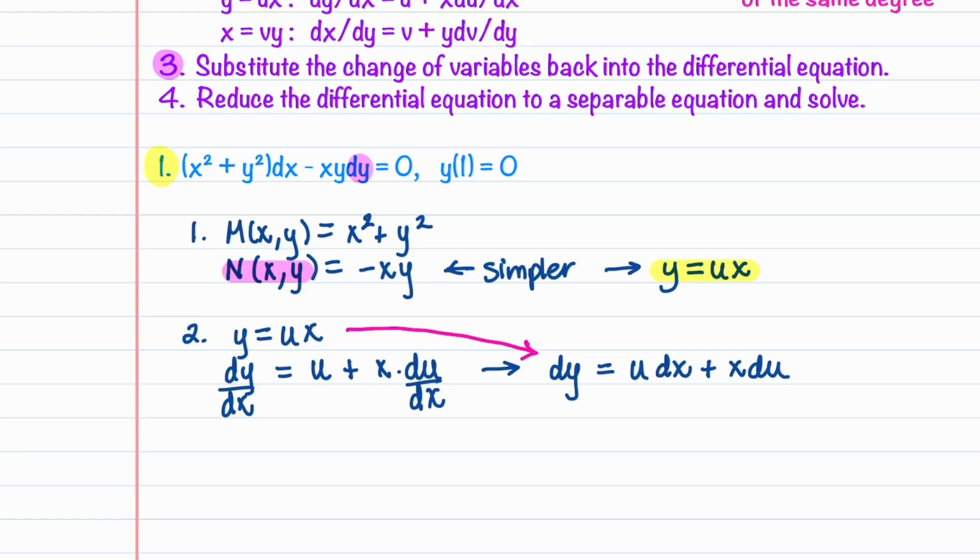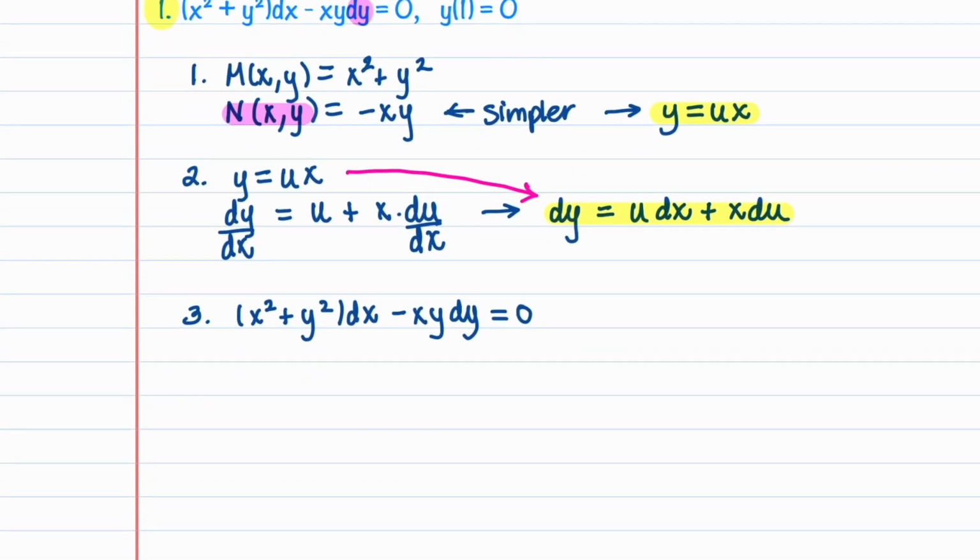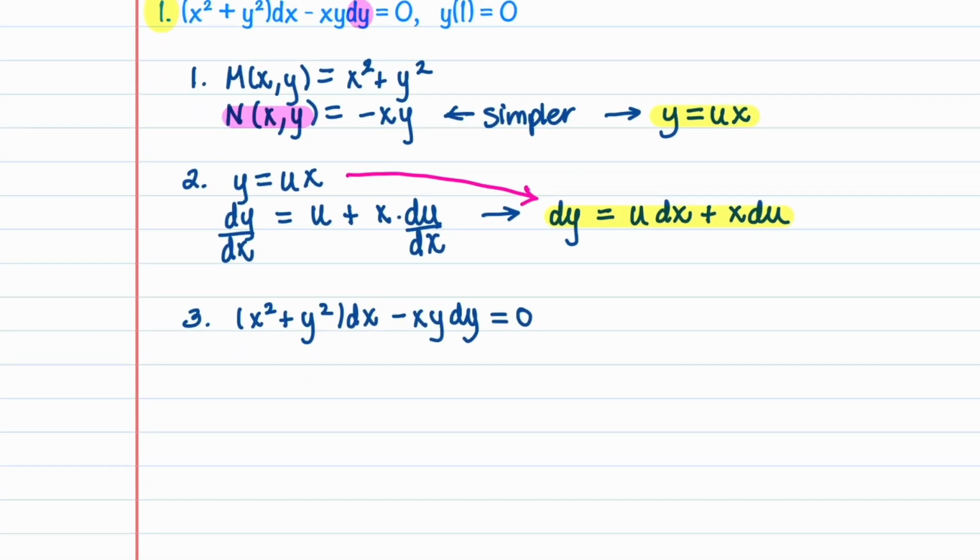Step 3 is to substitute this change of variables back into the differential equation. We're going to substitute y that I've already highlighted over here on the right in yellow, and we're going to substitute in dy as well. I'm going to go ahead and recopy our equation. We have x squared plus y squared times dx minus xy dy is equal to 0. Now we're going to substitute these yellow expressions.